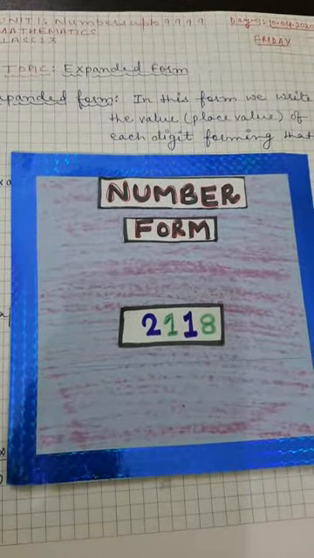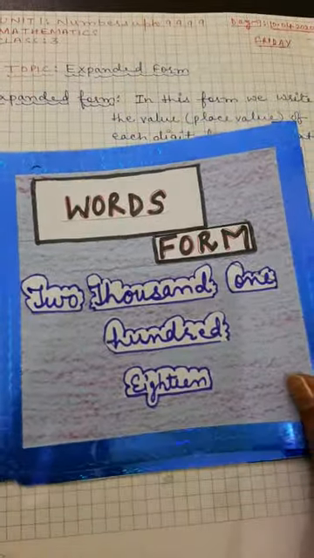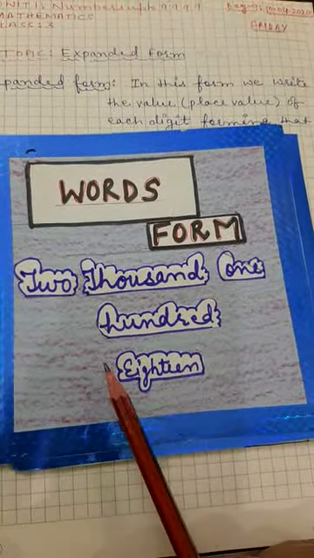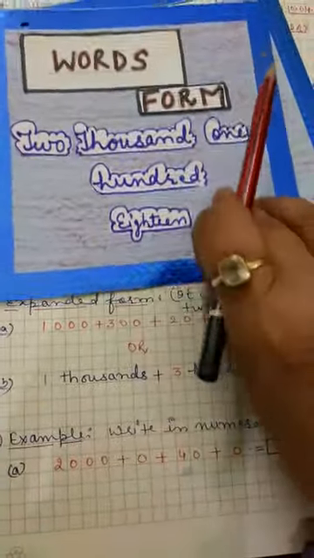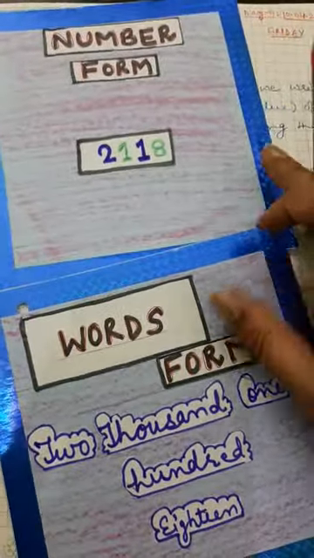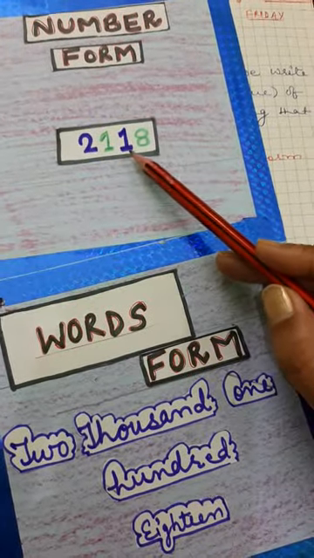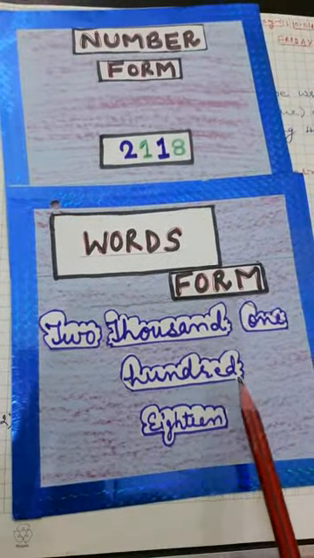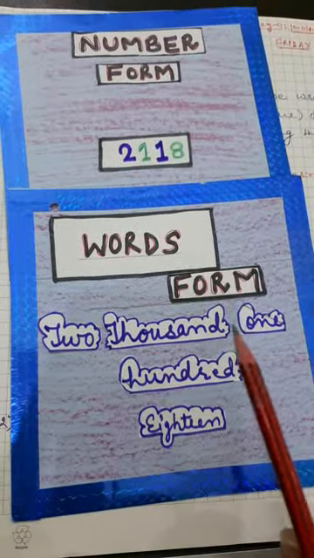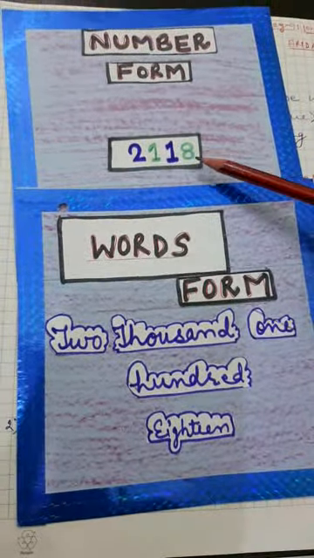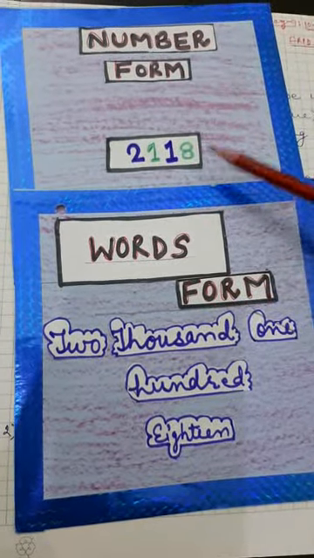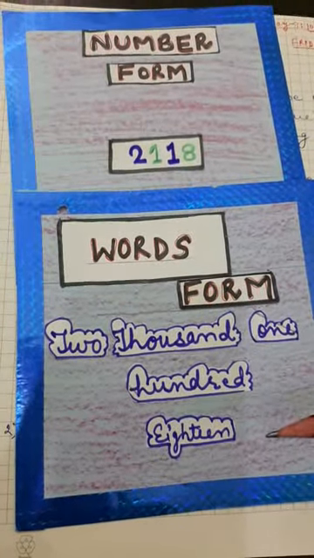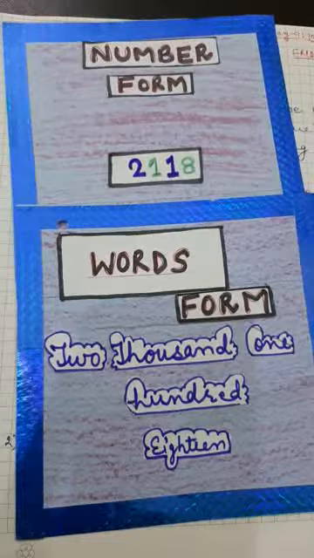Next, we have learnt word form. Writing any number in this form, that is, writing its number name, is called its word form. Now, the number was 2118. So, its word form is 2118 in words. Word form is nothing but just to write the number name of the number, that is called its word form, right? So now next form is our expanded form.